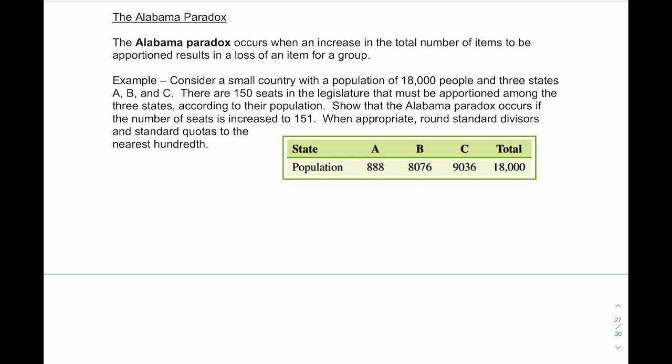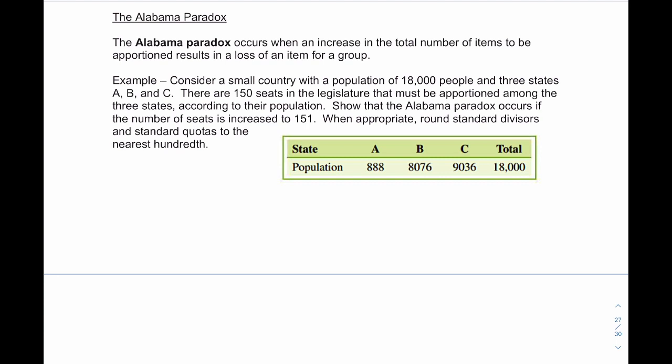So consider a small country with a population of 18,000 people and 3 states. We'll call them A, B, and C. There are 150 seats in the legislature that must be apportioned among the 3 states according to their population. So we want to show that the Alabama paradox occurs if the number of seats is increased to 151. And we're going to round standard divisors and standard quotas. Again, since we're dealing with Hamilton's method, we're going to round those to the nearest hundredth.